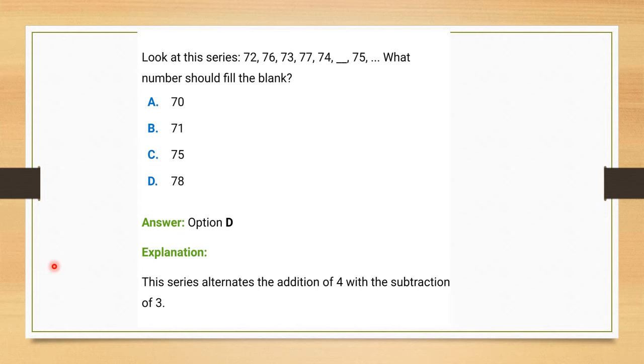Okay, now we have the next series in which we have to fill in the blank in between. Find the missing number. If we start again, the difference between 72 and 76 is the addition of 4. We added 4 over here, then we subtract 3, then again we add 4, then 3. So we are going to add 4 to 74 to get 78. So the answer is 78. This type of series is called the alternative addition and subtraction series.